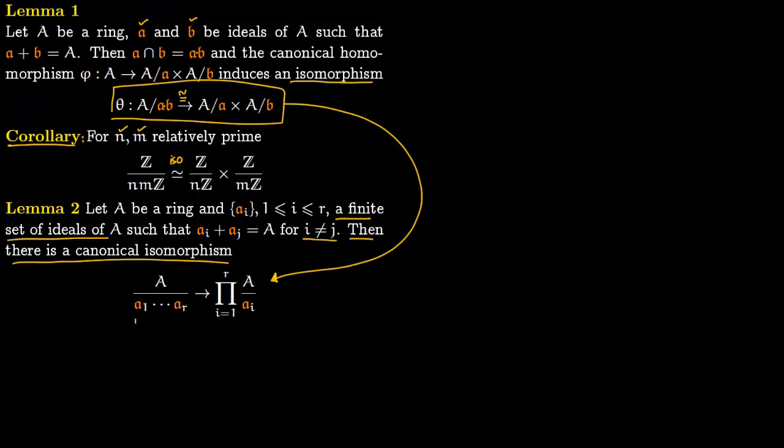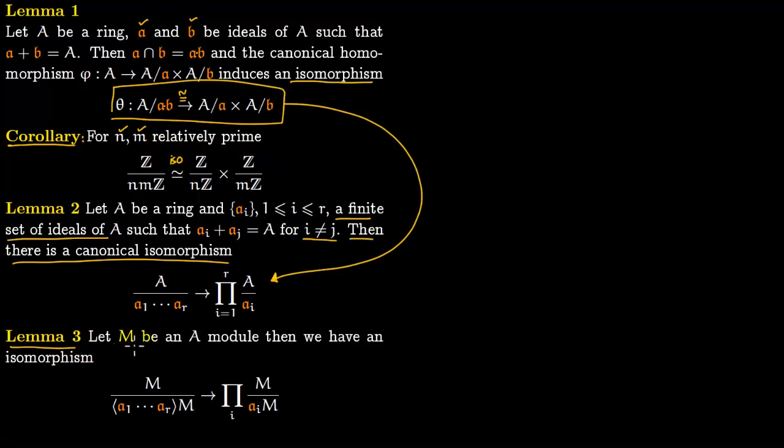Now we can further use the same result for modules. Say M is an A-module, where A is a ring, and this ring again has these ideals 𝔞_i which are pairwise co-prime. So everything in lemma 2 is holding in lemma 3. Then we have an isomorphism. Now instead of A here, we are writing M, and you modulo out by the product of these ideals times M, and this goes to the product of M over 𝔞_i M. This lemma 3 is easy to prove if we assume lemma 2.